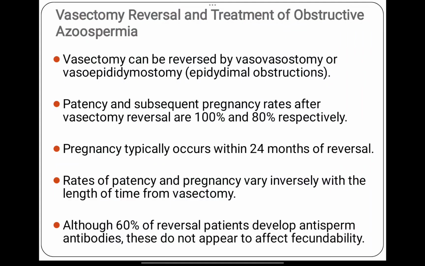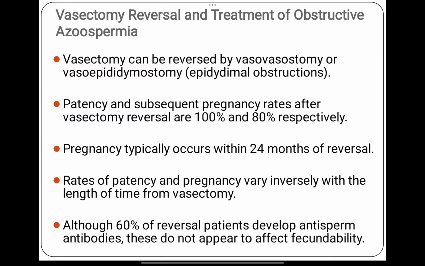Now, if there is a vasectomy history in the patient, you have to do vasectomy reversal for the treatment of obstructive azoospermia. So vasectomy is also a cause of obstructive azoospermia, as we have obstructed the pathway or tied the vas deferens. Vasectomy can be reversed by vasovasostomy or vasoepididymostomy. Patency and subsequent pregnancy rates after vasectomy reversal are 100% and 80% respectively. So the patency can be secured in 100% of the cases, and 80% of patients can get pregnant.